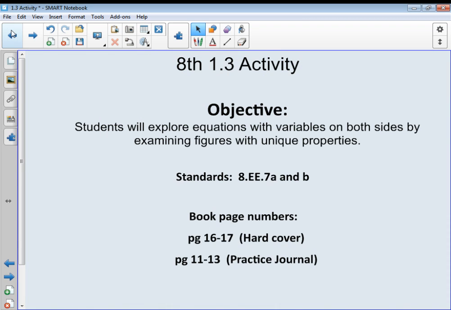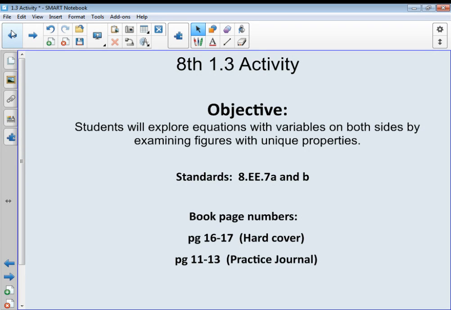Okay, the lesson that we're going to be working with today is actually an activity. It's 1.3 activity for the 8th grade book. Students will explore equations with variables on both sides by examining figures with unique properties. So we'll be working with some geometric figures. The standards covered are AEE, 7A, and B. Page numbers are 16 and 17 out of the hardcover book and 11 and 13 out of the practice journal.